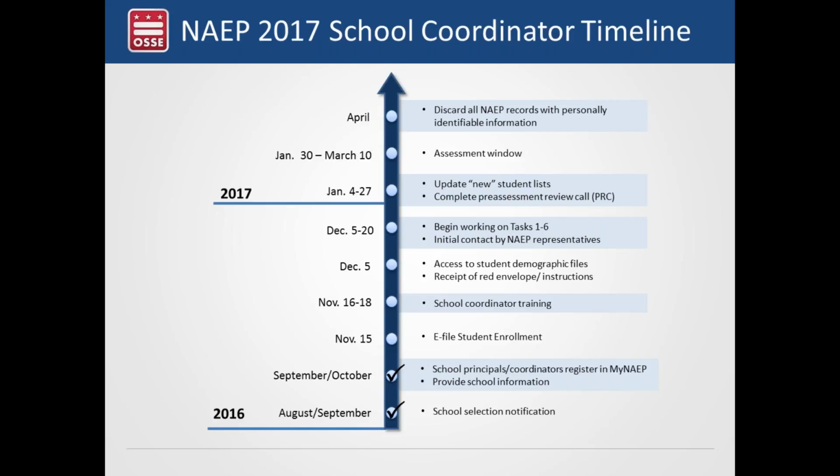Here's a timeline of the work. We're now conducting training, but as of December 5th, which is next Monday, you will gain access to the MyNAEP system. On that date, you will have the ability to see your student roster and know which students have been selected to take which subject and which test mode. You'll also receive a red folder and a school coordinator instruction brochure in the mail. The red folder will be used to keep any student information.